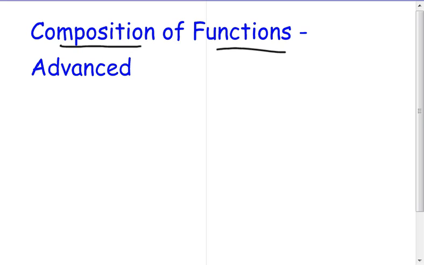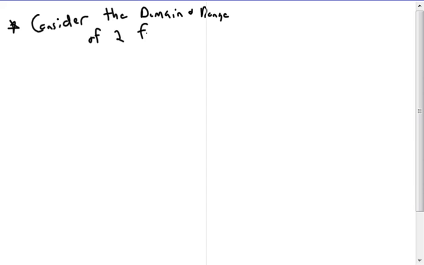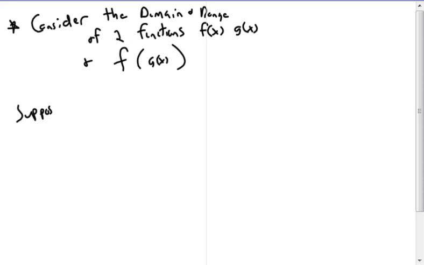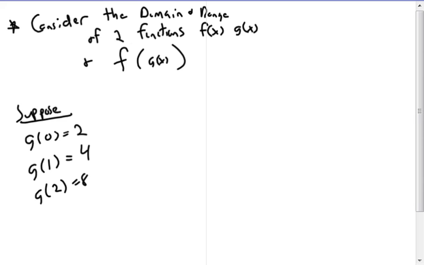Alright students, so we are talking about the composition of functions, and we're going to be looking at some advanced type questions here. So before we actually dig into the problems, we're going to consider a somewhat basic example here. So we're going to consider the domain and range of two functions as well as the domain and range of their composition. So we've got two functions, f and g, and we're going to consider f composed of g of x.